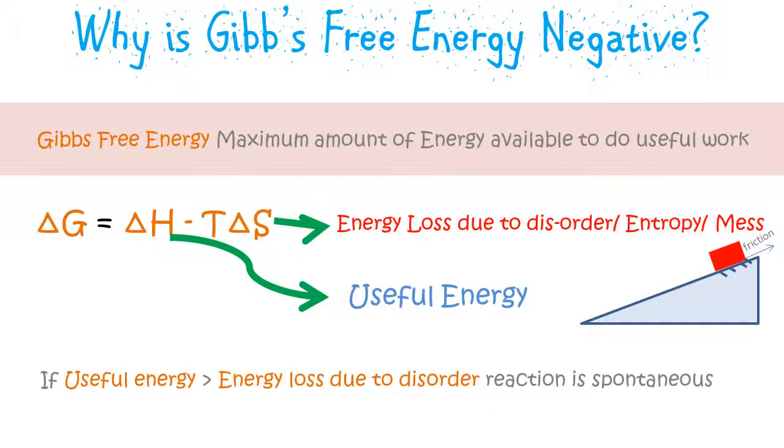And it so happens that because of sign convention, delta H and delta G are supposed to be negative for reactions to be spontaneous.